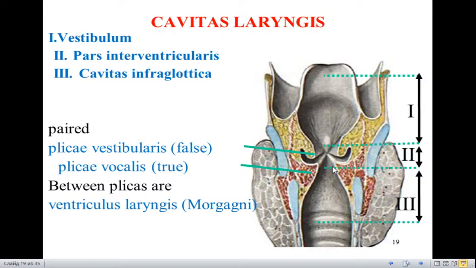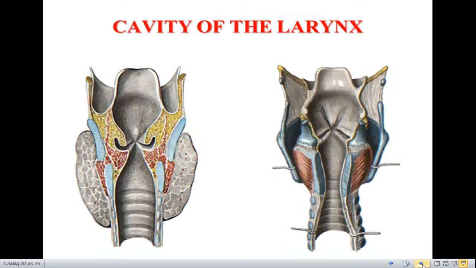And the type of voice depends on the length, thickness and tension of the vocal folds. That's why the voices of males and females differ and each voice is unique, because all of us have different structures of the vocal folds. Here you can see the cavity of the larynx, the rima glottidis, and here the ventricle of the larynx.